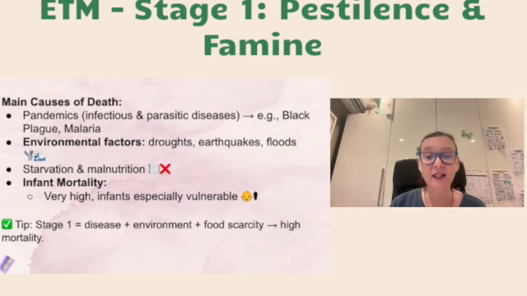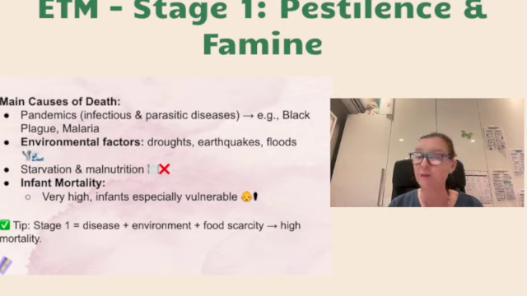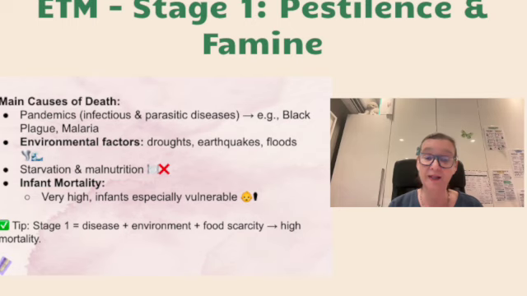So when you think of stage one, remember disease plus environment plus food scarcity equals high mortality. People didn't live long, and population growth was very limited because so many lives were lost to famine and epidemics.